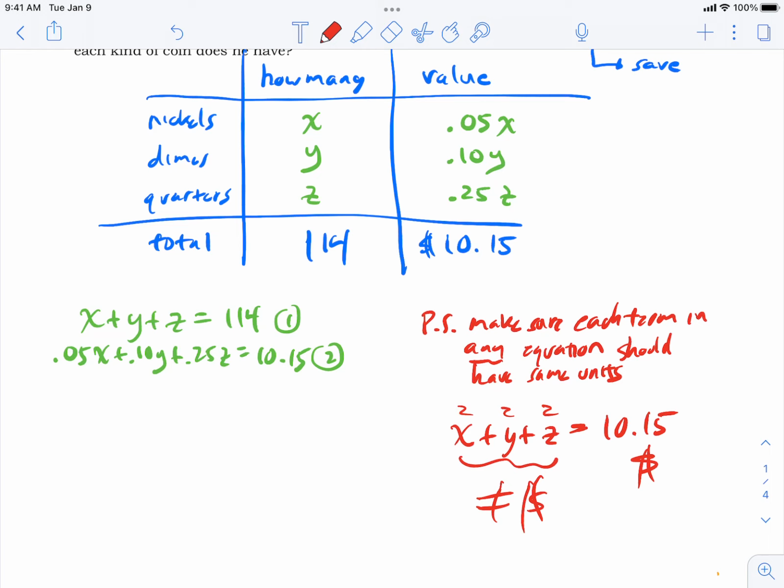So you've got to make sure the units are the same. So like here, this is counting coins, counting coins, counting coins, counting coins. It's all the same. This is when you multiply the number of nickels by 0.05, you're converting to dollars, right? You're figuring out how many dollars that's worth. This is dollars, this is dollars, this is dollars. Make sure the units are the same all the way across. Point made.